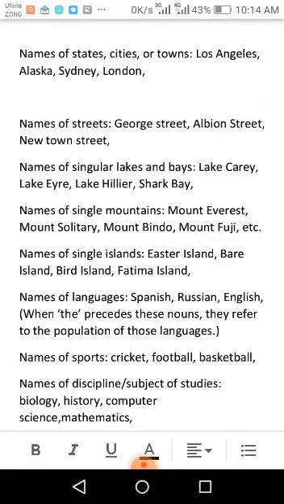Names of streets, names of lakes, names of mountains, names of rivers, Mount Everest, Mount Solitary, Easter Island. These are the names. Fatma Island. That's the name. So we don't place the before it, or even a.